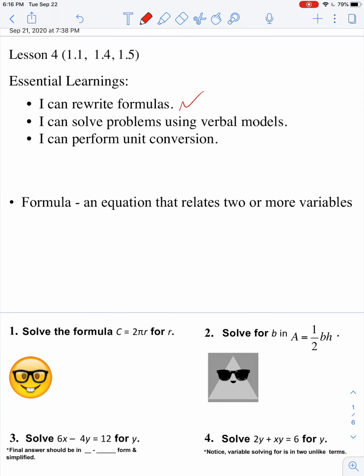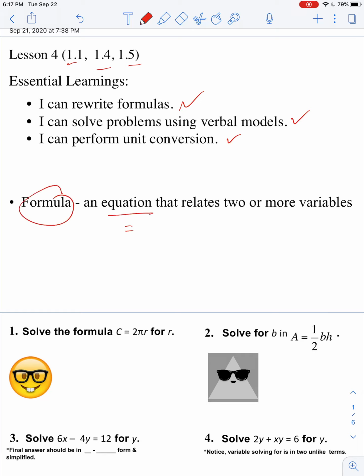So we're going to be rewriting formulas. We are going to solve problems using verbal models. That's a fancy way of saying word problems. And we're going to do unit conversions. So there's really 3 in 1. It's like your lucky day. So you have 3 separate sections. All of these concepts to some degree are review, which is why we're covering them sort of together and kind of hustling through them, because we're going to get to some more exciting things for chapter 2.